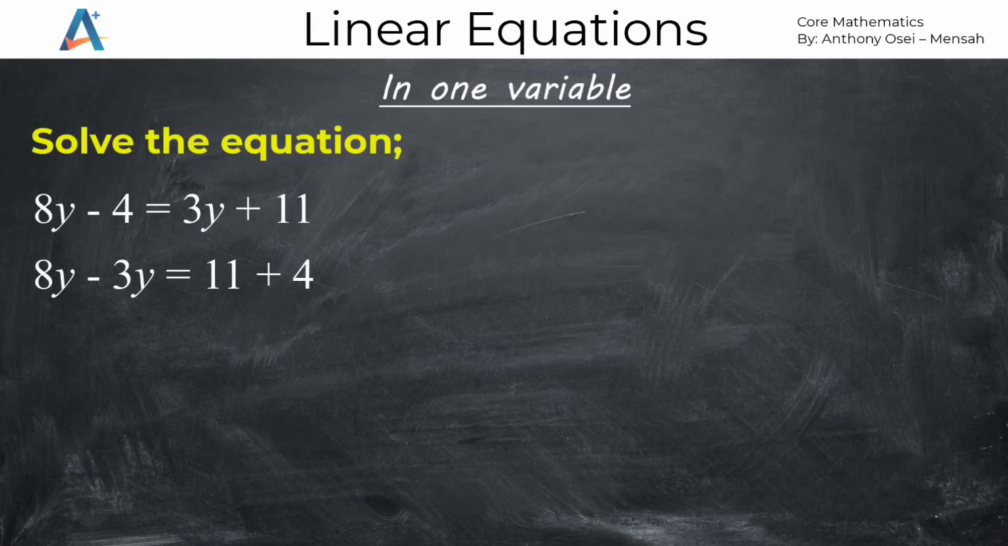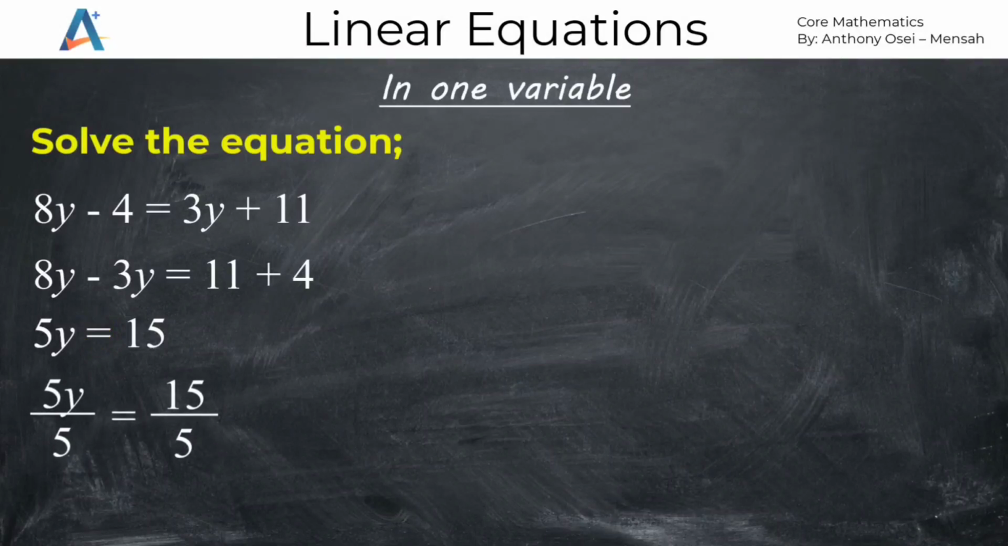Now simplify left and right. 8y minus 3y will give us 5y, equal to 11 plus 4, which gives us 15. So now I have to find the value of y. Since 5y is multiplying, making 5 the coefficient, I will divide to cancel out the 5. So I'll divide here by 5 and still divide here by 5. The equal sign says whatever you do at the left hand side of the equation, do the same thing on the right hand side.